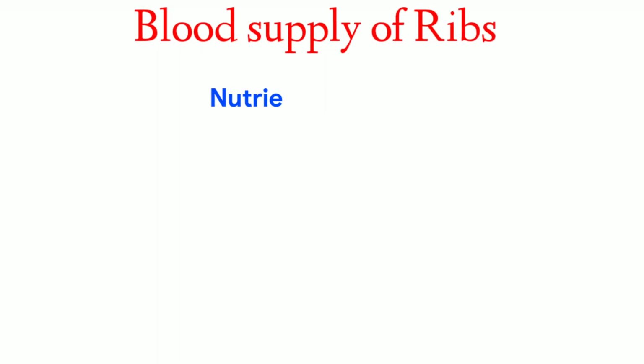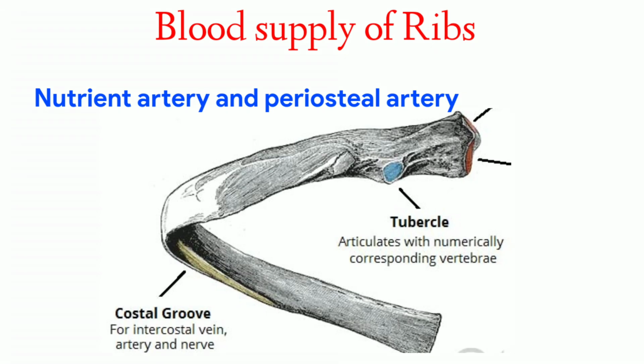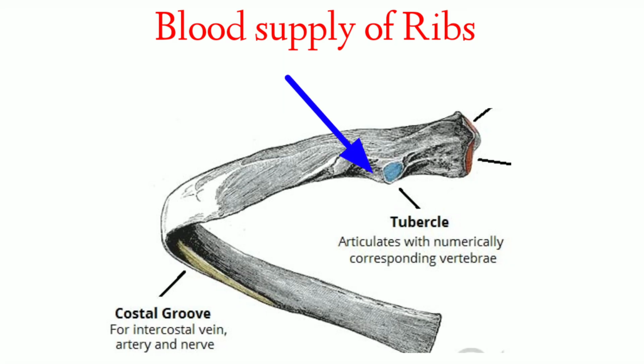Next, the ribs. The rib is supplied by nutrient artery and periosteal artery, and the nutrient artery will enter the rib just behind the tubercle of the ribs. Now let's see the development and ossification of bones.